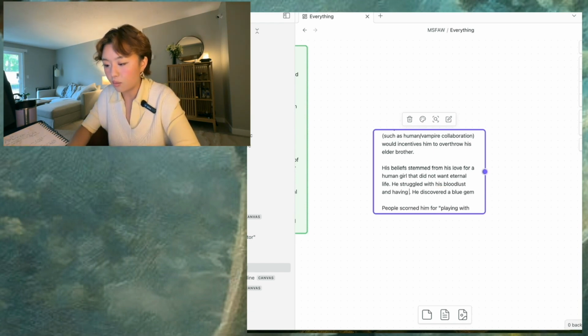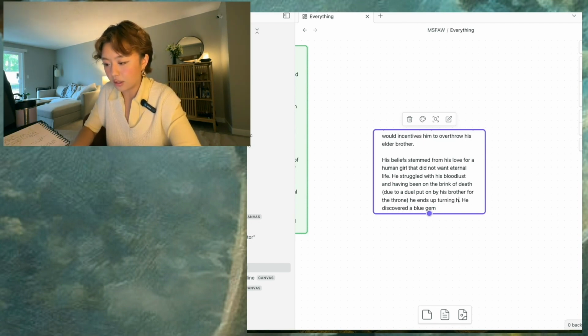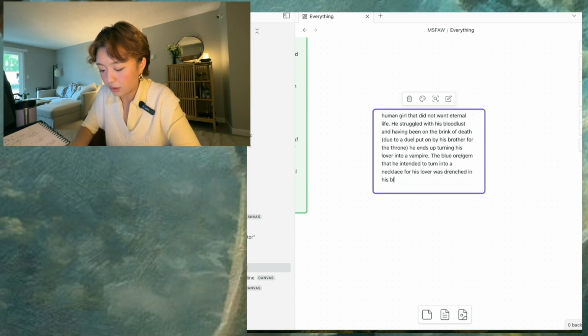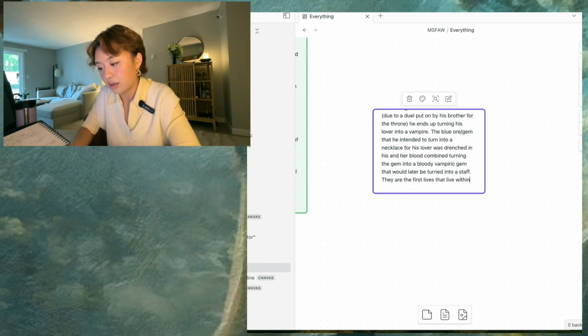And having been on the brink of death due to a duel put on by his brother for the throne, he ends up turning his lover into a vampire. The blue ore or gem that he intended to turn into a necklace for his lover was drenched in his blood, his and her blood combined, turning the gem into a bloody vampiric gem that would later be turned into a staff. They are the first lives that live within the gem.